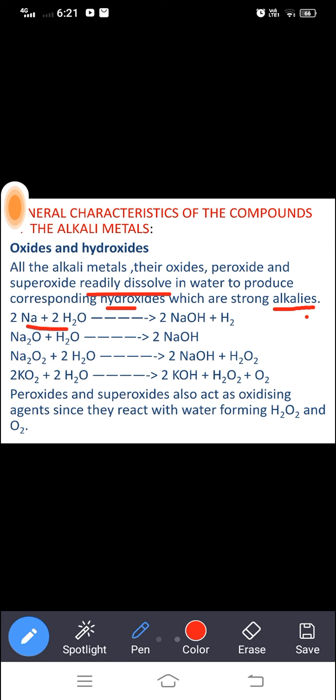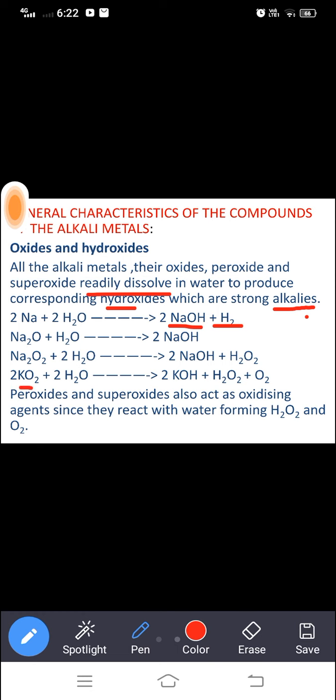Sodium, when it reacts with water, forms sodium hydroxide with the liberation of hydrogen gas. Sodium oxide, a metallic oxide, when it reacts with water, produces sodium hydroxide, but there will be no liberation of hydrogen gas. Then sodium peroxide, when it reacts with water, produces sodium hydroxide with the liberation of hydrogen peroxide.